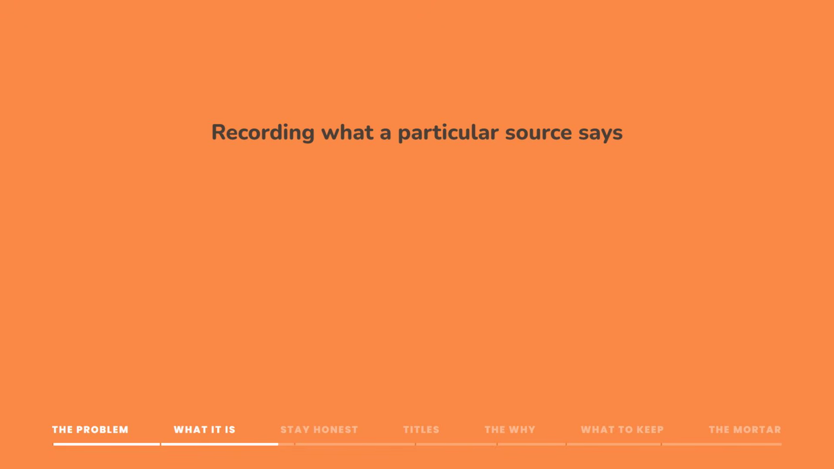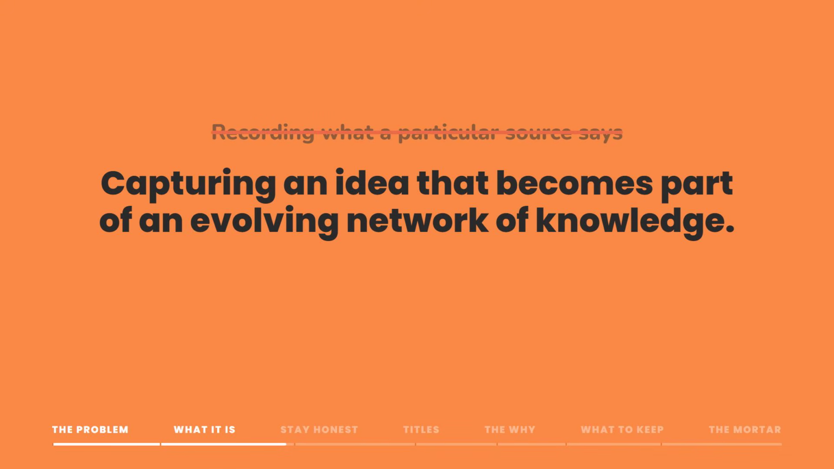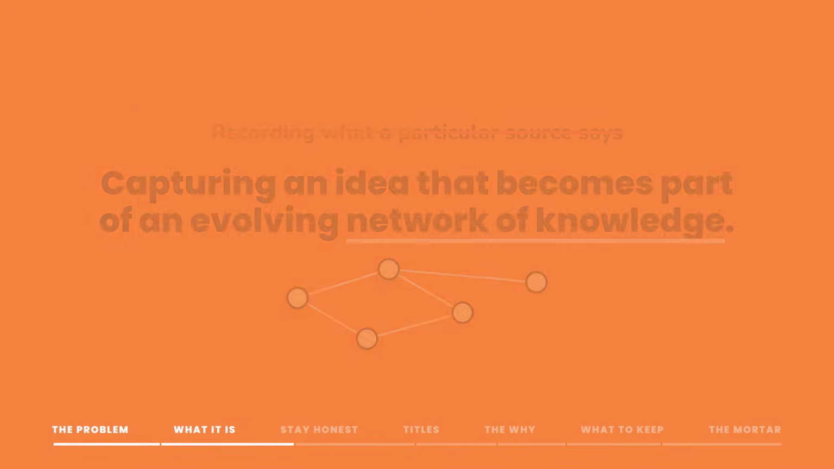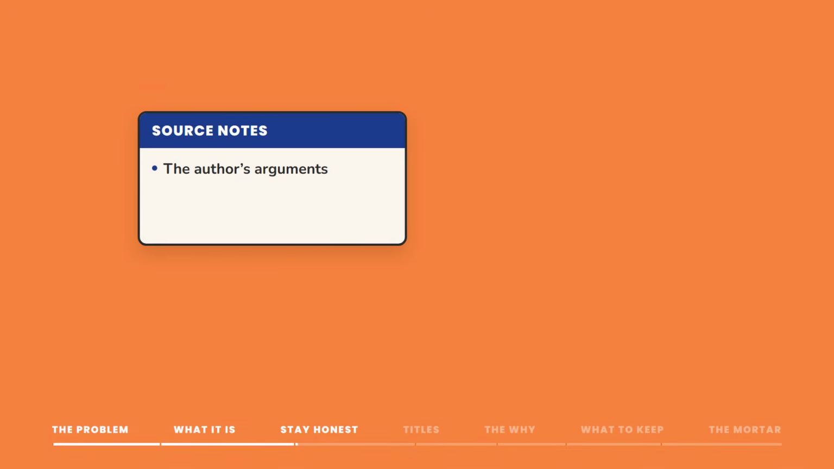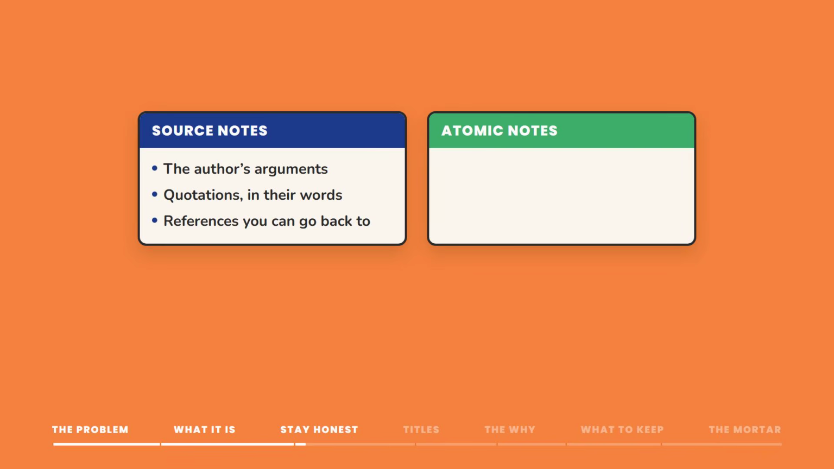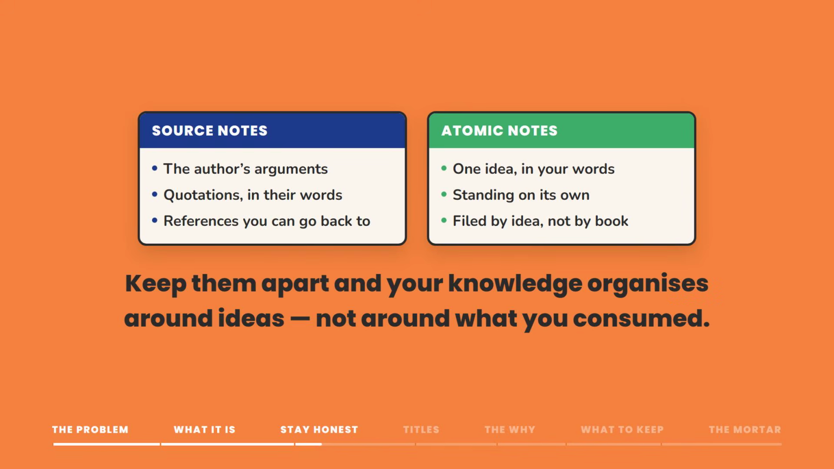The purpose of an atomic note is not to record what a particular source says, but to capture an idea that can become part of an evolving network of knowledge. Source notes preserve an author's arguments, quotations, and references. Now, separating these source notes from atomic notes prevents your notes from becoming a library of book summaries and encourages knowledge to be organized around ideas rather than just what you've consumed.